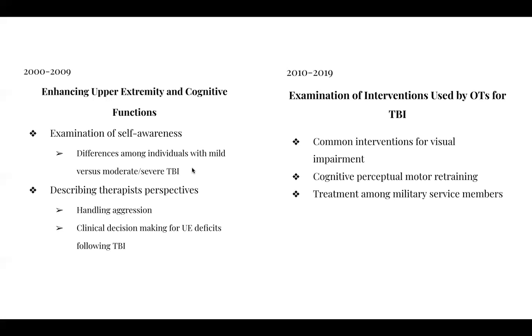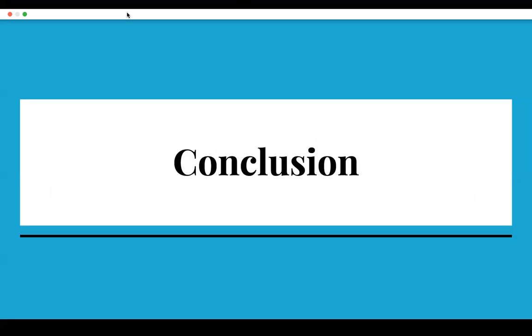So all of these are important to take into consideration when treating military service members for TBI, because these are often the occupational areas where they need the most assistance. So in conclusion, you can see that the research and the literature about TBIs has drastically evolved since 1910.